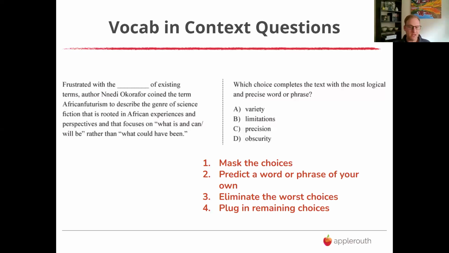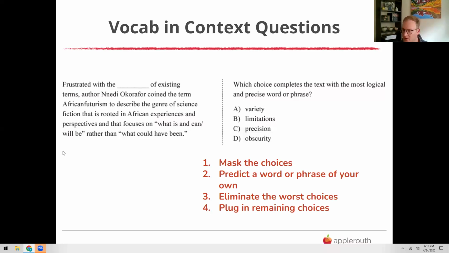All right, vocab and context, questions 1 through 4. This is the heart of the presentation, and the most important stuff is just what do you do for each question type? My recommendation on these is partially from the Applerouth book, which is a great book, and partially just from my years of experience as a tutor, right? What works well.